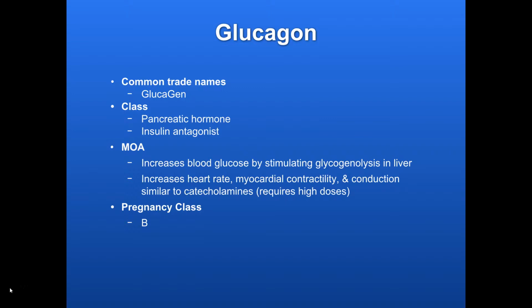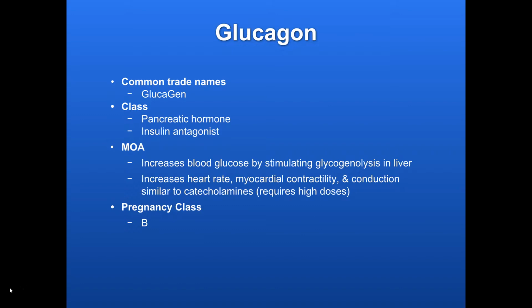It also increases the heart rate, myocardial contractility, and conduction, similar to catecholamines. But it takes a higher dose to do that. You have to have 3 or 4 milligrams of glucagon to get those effects.